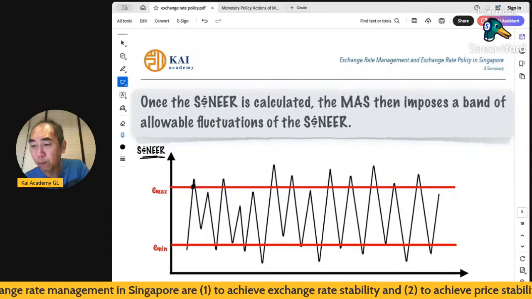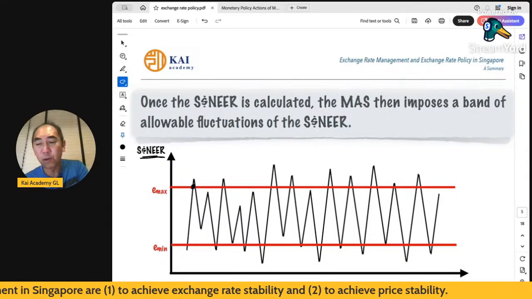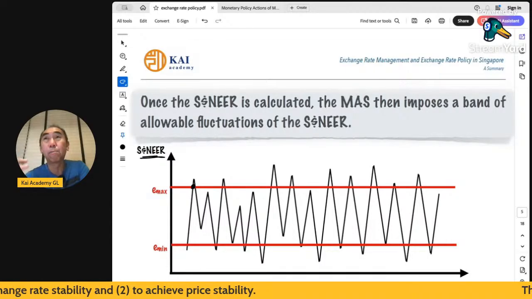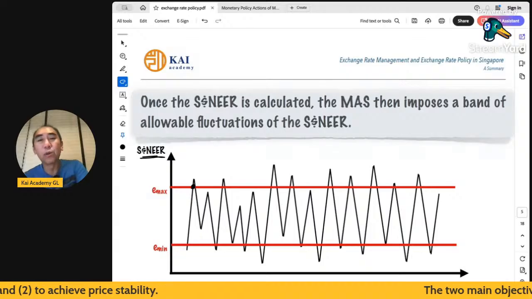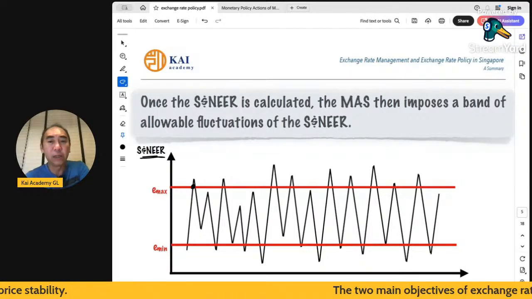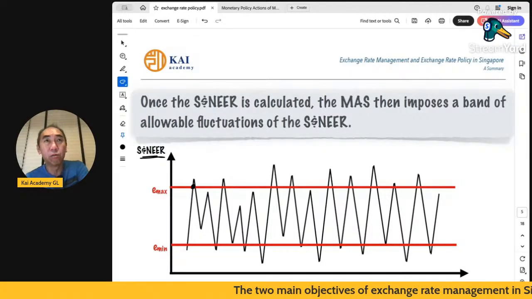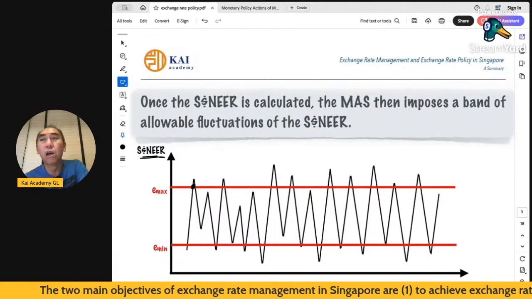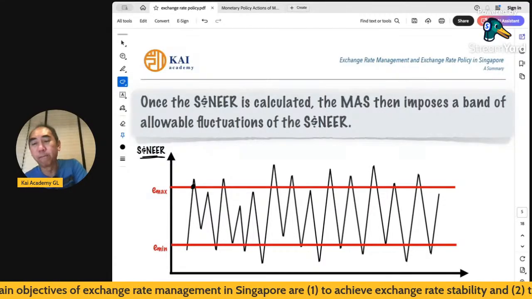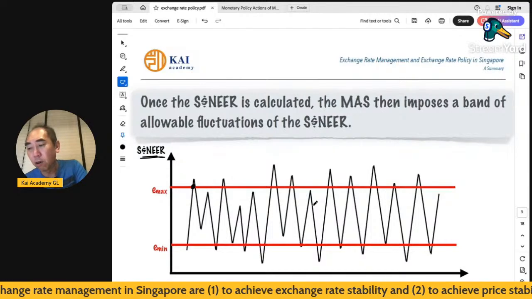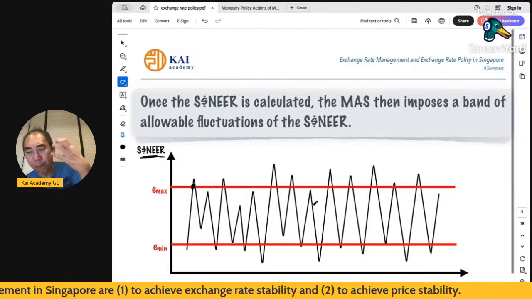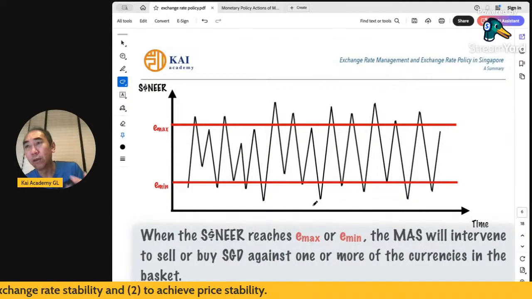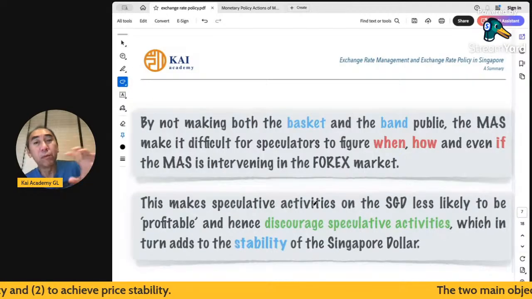But if, however, it goes up to, let's say, the EMAX, for instance, then any further increase in the average exchange rate in Sing dollar and this basket of currencies, then the MAS will intervene into the forex market through what is called open market operations to sell Sing dollar, to buy any number of these currencies in order to bring the NEER in line with the target range. So this is called the band of allowable exchange rate. So what happens is to intervene in the forex market to keep it in the band.